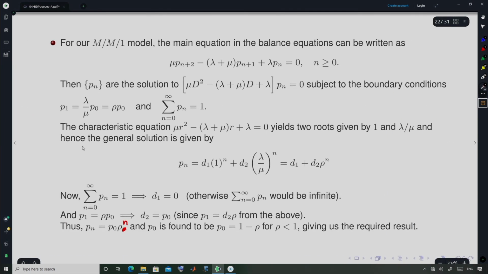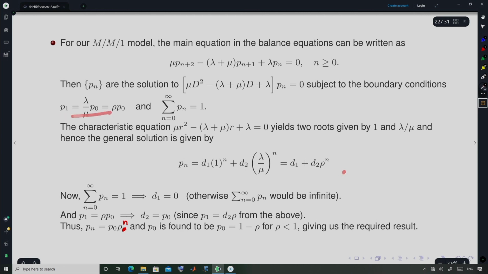Now, what is the characteristic equation? The characteristic equation in this particular case is mu r square minus (lambda plus mu) times r plus lambda equal to 0, and this gives two roots. The roots are 1 and lambda by mu, which is rho here, okay. And hence the general solution is some constant times 1 to the power n plus some other constant times rho to the power n.